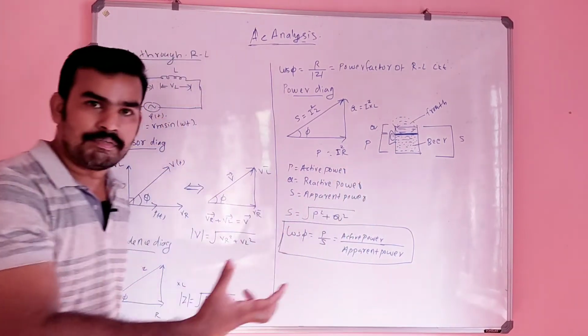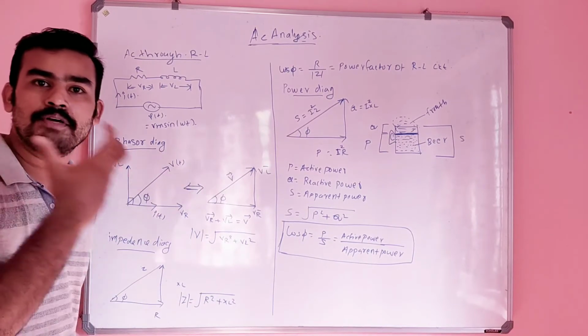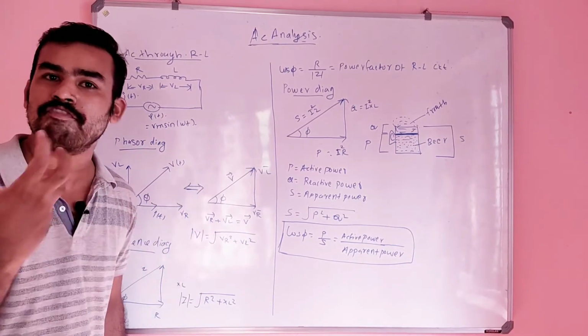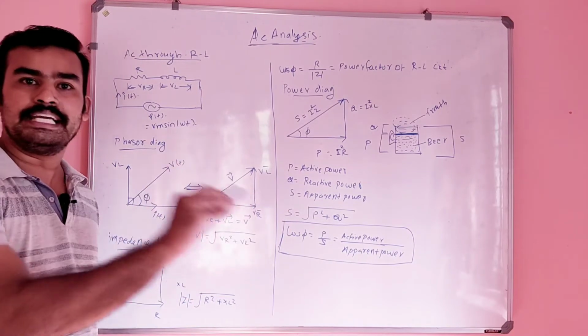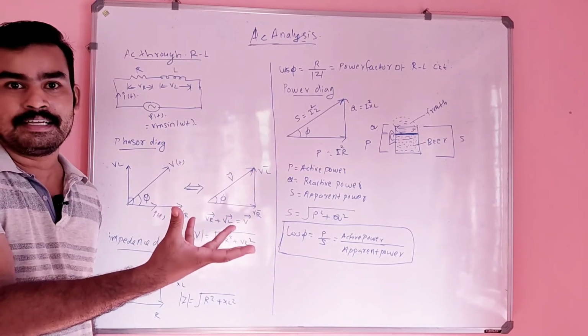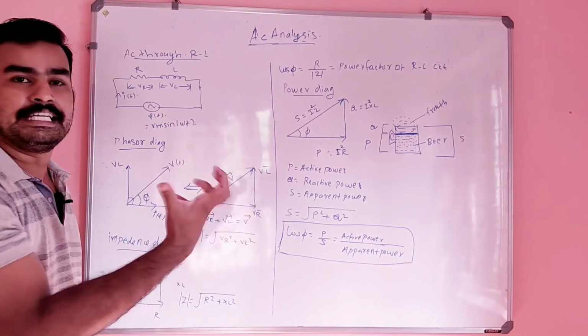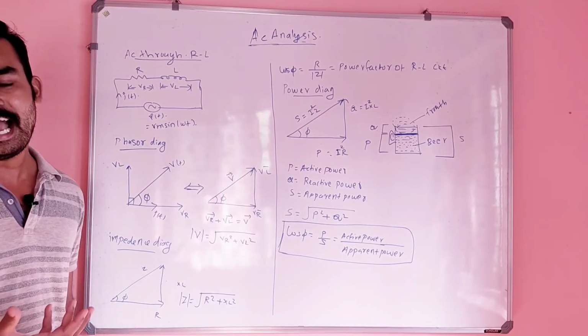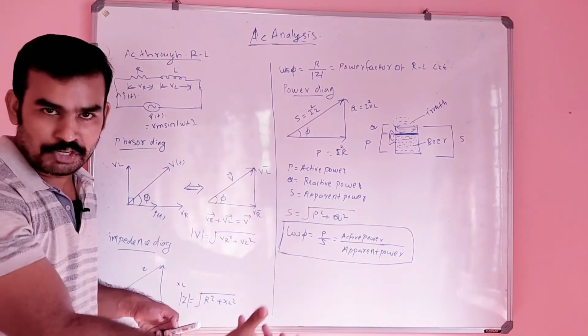And the amount of power which is directly converted into useful work, in the form of heat, no? Suppose we are giving some voltage to a resistor, it will heat up, right? So that heat is called the active power, right? And the total power is the apparent power. Useful power is the active power.